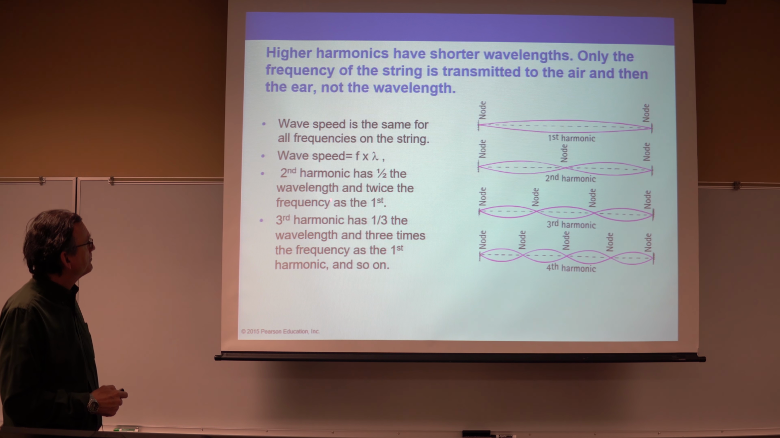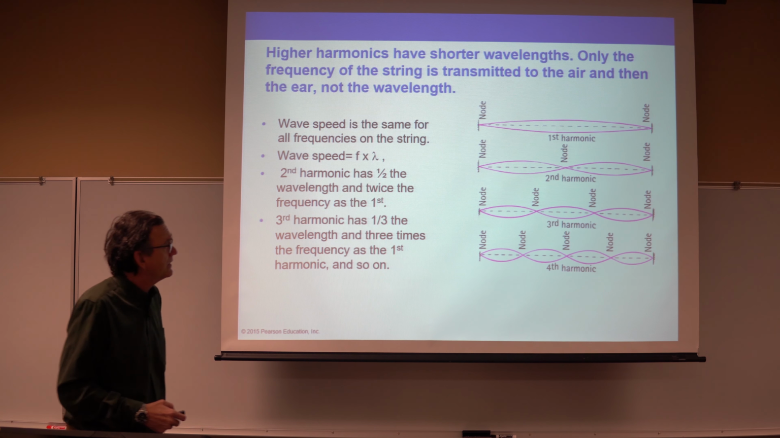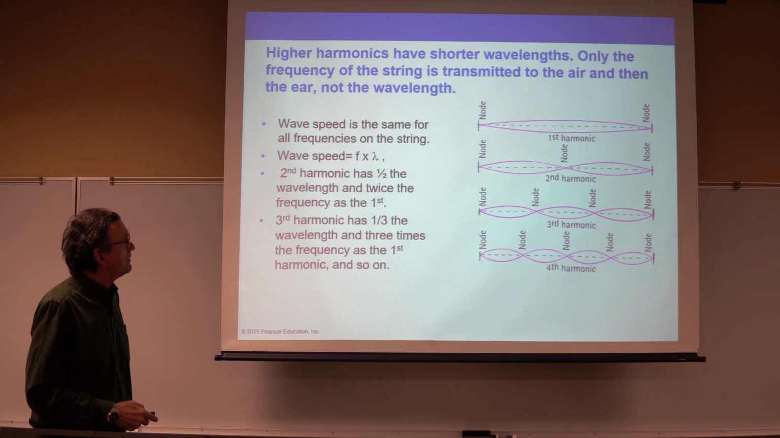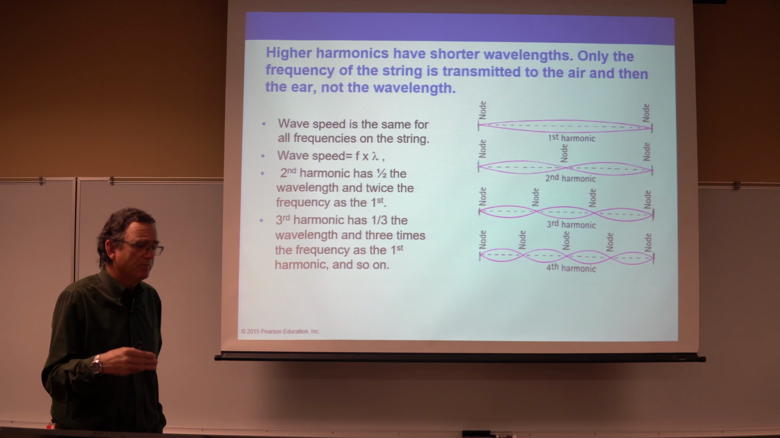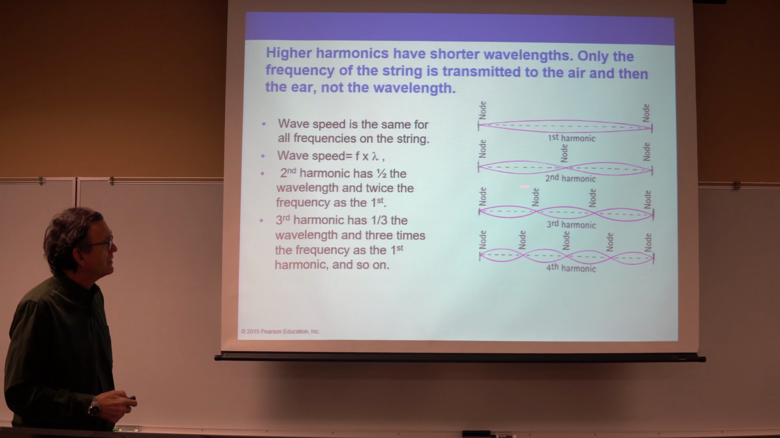And that's what's shown here. So the second harmonic has half the wavelength and therefore twice the frequency of the first harmonic. And the third harmonic has 1/3 the wavelength and therefore 3 times the frequency of the first harmonic. And the fourth harmonic will have 1/4 the wavelength of the first harmonic and therefore 4 times the frequency of the first harmonic. So we get these multiple frequencies occurring that reach our ear, and they occur in various intensities.